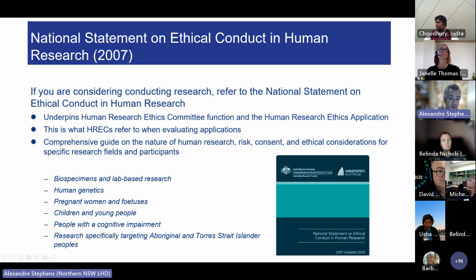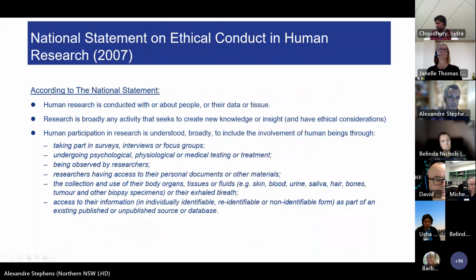It's a comprehensive guide on the nature of human research, risk associated with research, and specific elements relating to sampling, recruitment, consent, and ethical considerations for specific research fields and participants, for example, biospecimens, lab-based research, human genetics, and also a suite of specific participants. Super useful document to refer to.